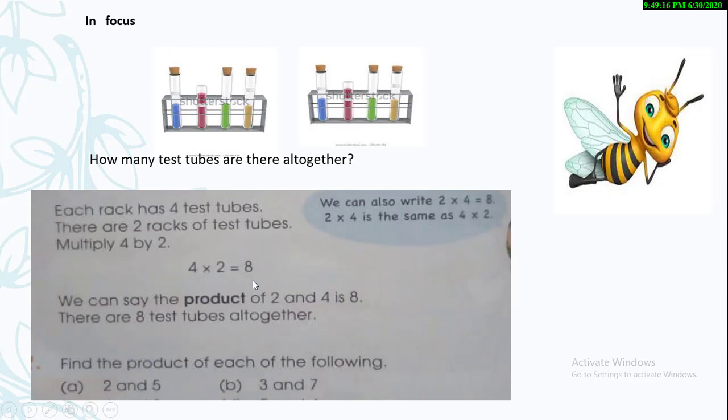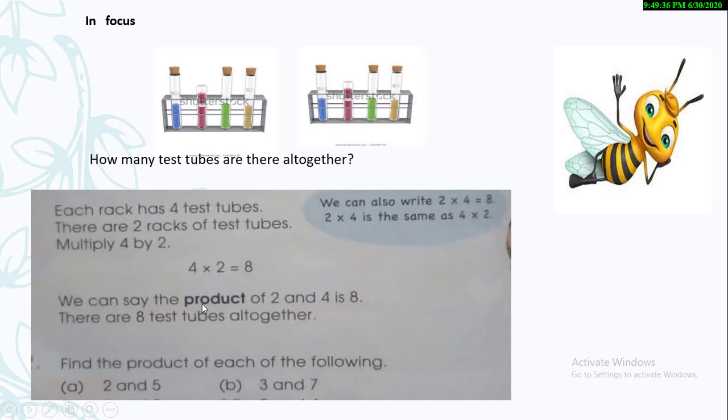4 2's are 8 or 2 4's are 8. You can see in this example that 2 4's are 8, or whether you write it 4 2's are 8, your answer will be the same and they both have the same value. So it doesn't matter which number you mention in the first place. One word they use for you is product.